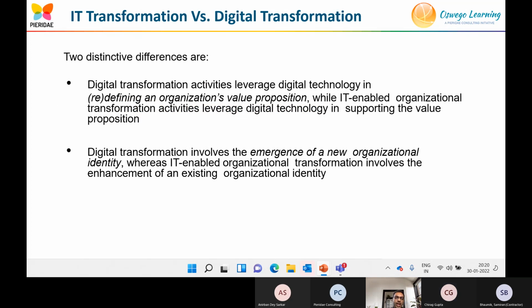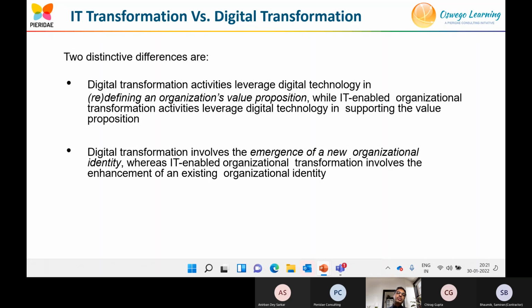Now, some examples of digital transformation versus IT transformation. As I told you, most of the organizations will do some IT transformation at any point in time. So what is the difference? If you do digital transformation, it should redefine or define your organization's value proposition. While IT transformation is basically transformation activities using digital technology, your internal transformation activities. You automate something you are doing manually, and so on and so forth. But it does not necessarily transform or redefine your organization's value proposition.